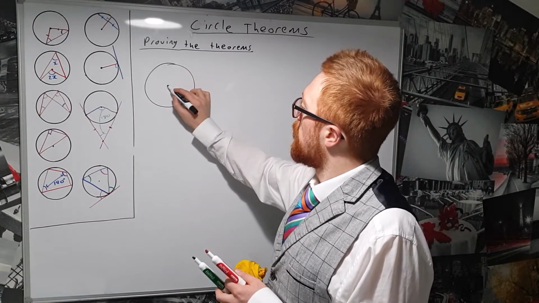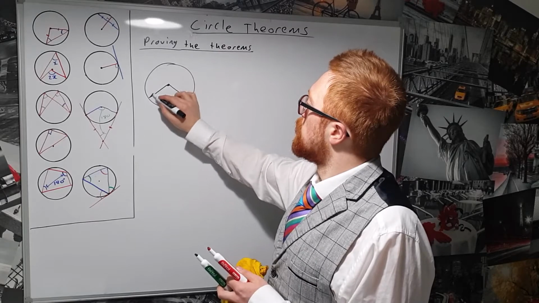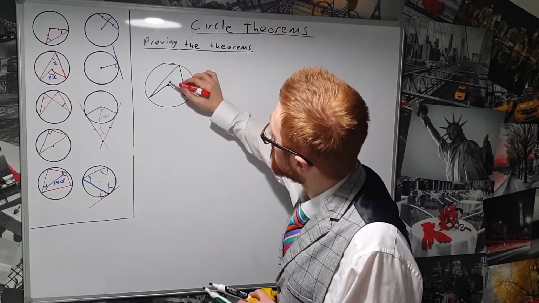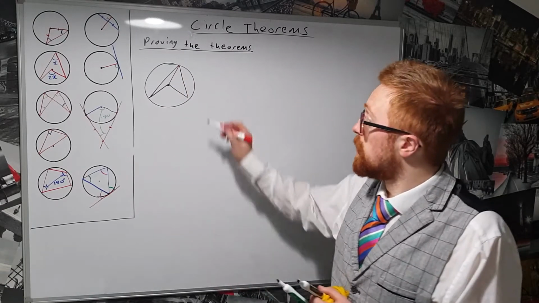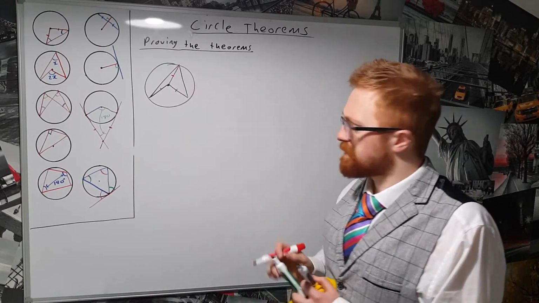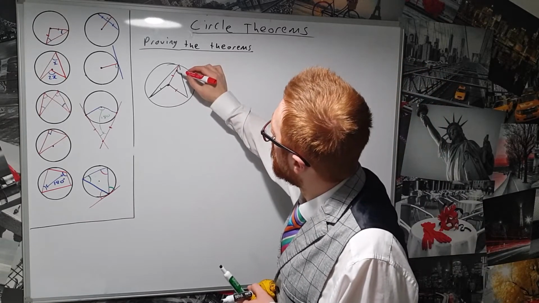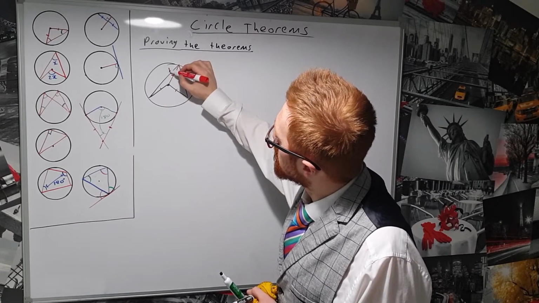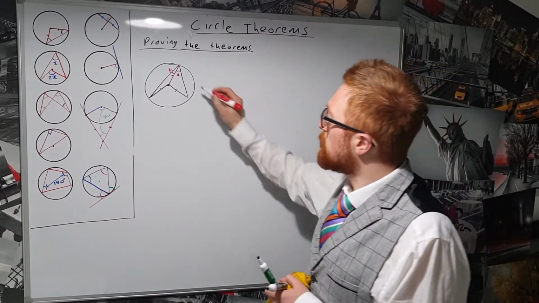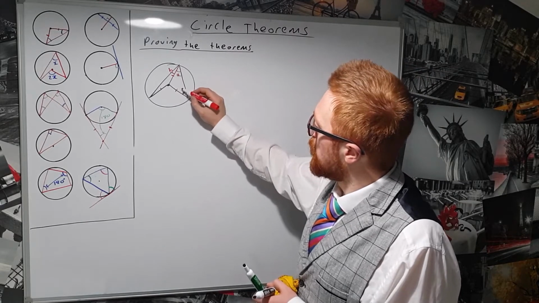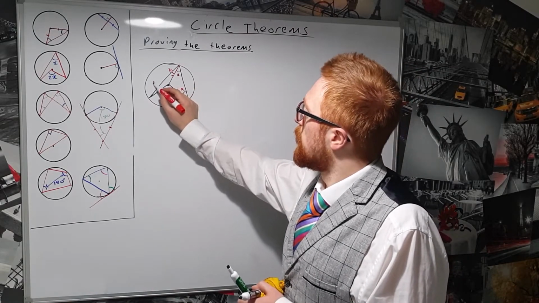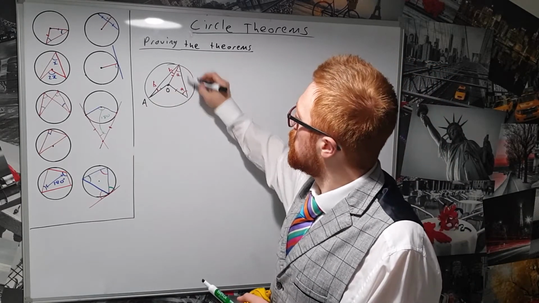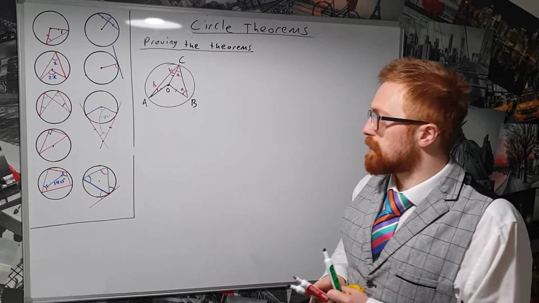So the angle at the centre is double the angle at the edge. Our general strategy for this one is going to be to split this in half into two isosceles triangles. We'll call this angle A, and we'll call this angle B. Because they're isosceles, I know that this angle here is also A, and this angle here is also B. Let's label up our triangle A, B, C.